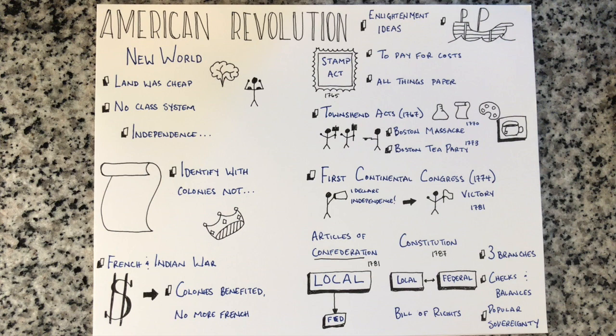Alright, so there were 2 topics that we covered: systems of government like federal and confederate, and the Enlightenment ideas that inspired our government.